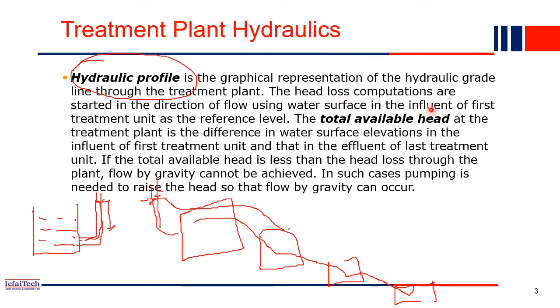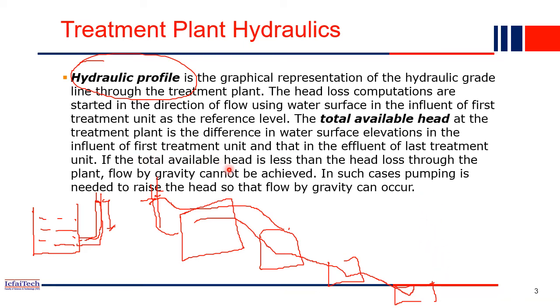The head loss computations are started in the direction of flow using the water surface in the effluent of the first treatment unit. So how much total head loss is happening? What is the water height at the starting point of the water treatment plant, and what is the water height at the bottom point? That we call the total available head. The total available head at the treatment plant is the difference between the water surface elevation in the influent and the effluent, right?